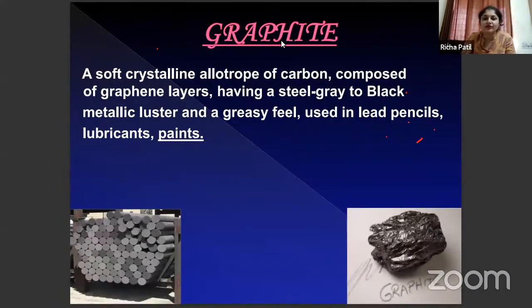Graphite, you know, is used in pencils, right? Lead pencils. It is a soft crystalline allotrope of carbon which is composed of graphene layers. Graphite is made up of layers, having a steel gray to black color. It has a metallic luster and a greasy feel. It is used in lead pencils, lubricants, paints, etc. These are the applications where you can use graphite.